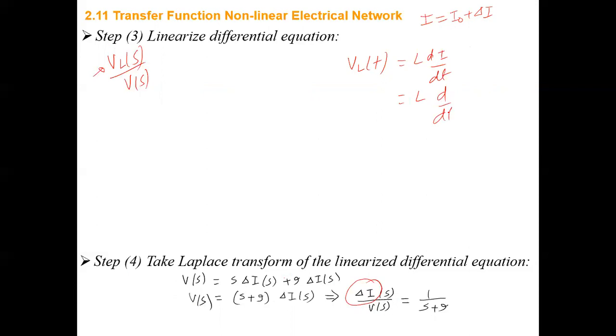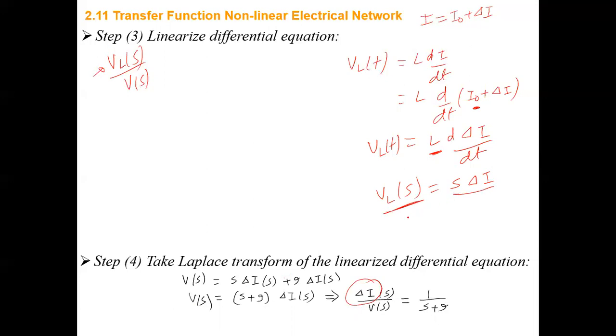So what do you do here? d over dt, your I is I zero plus delta I. What is the derivative of I zero? This is constant, zero, right? So then what do you do with the other guy? This is your VL(t). Take the Laplace transform. VL(s) equals, you can simply say L equals one, right? Why do I carry this all the time? So what is the Laplace transform of this guy? s times delta I, right? Then what is the relationship between delta I and VL? So your delta I equals VL over s, right?